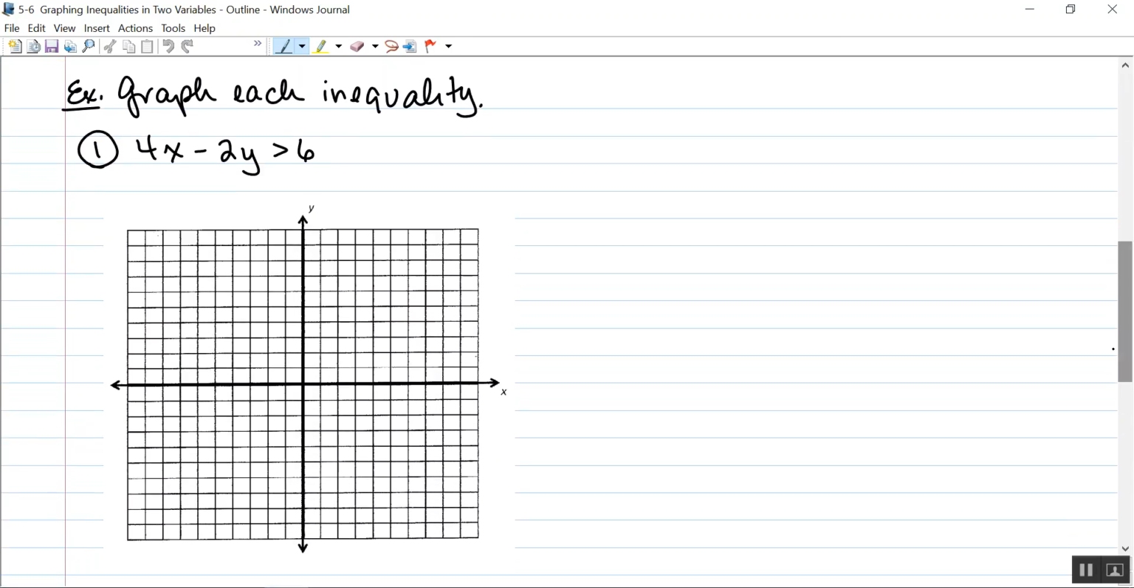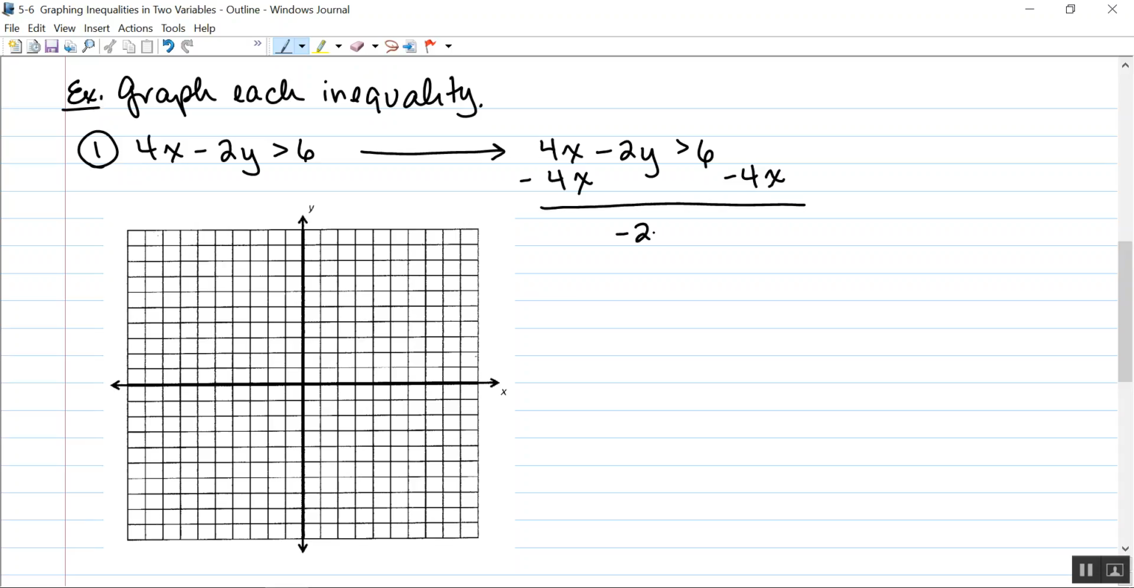So here I have the inequality 4x minus 2y is greater than 6. In order to graph this, I want to put it into slope-intercept form. So I'll write it over here so I have a little room. I'm going to subtract 4x on both sides. So I'll have negative 2y is greater than negative 4x plus 6. And then divide both sides by negative 2 because I'm basically solving for y. So y, now because I divided by a negative 2, don't forget I have to flip my inequality, so my greater than becomes a less than 2x minus 3.